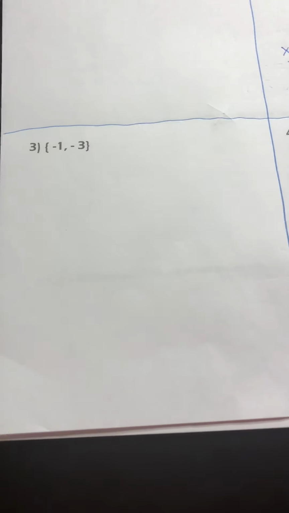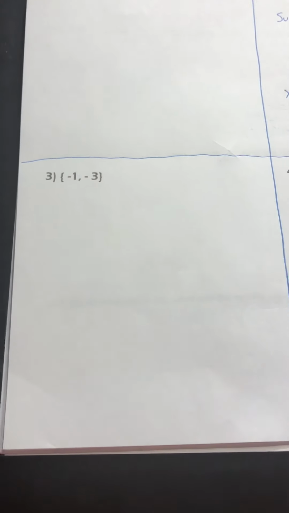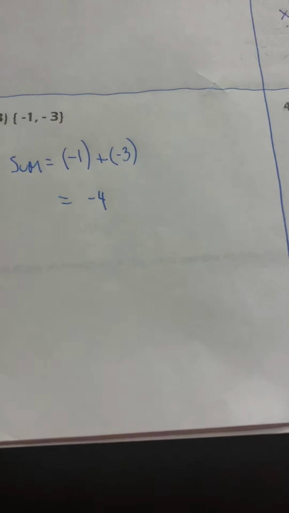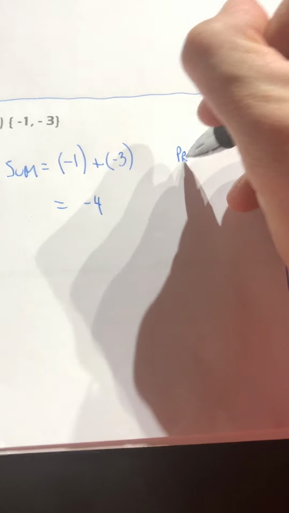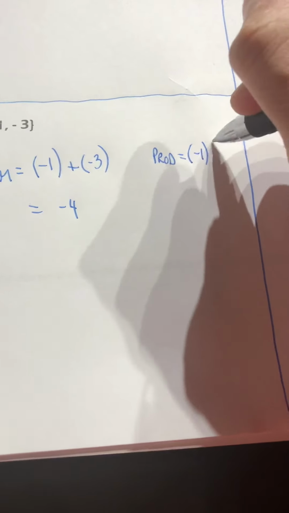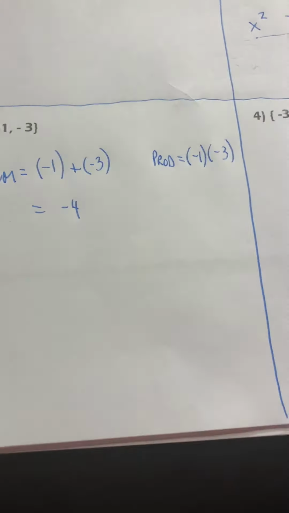The next thing that we are going to do, we're going to take a look at number 3. So for number 3, we're going to start off the same way. We're going to use the same instructions, write an equation. So we're going to find the sum. So the sum is negative 1 plus negative 3, which is negative 4. The product is multiplying. So negative 1 times negative 3, which is 3.